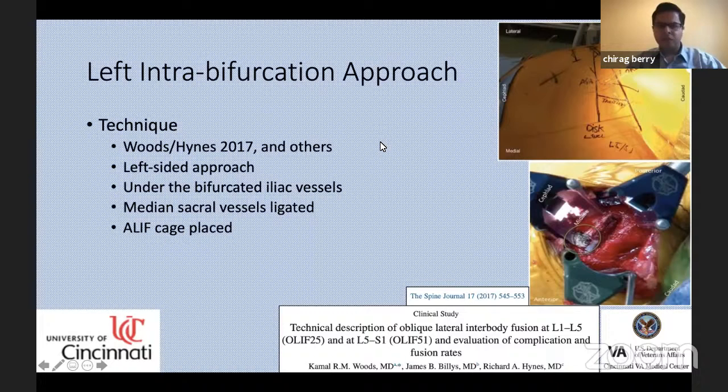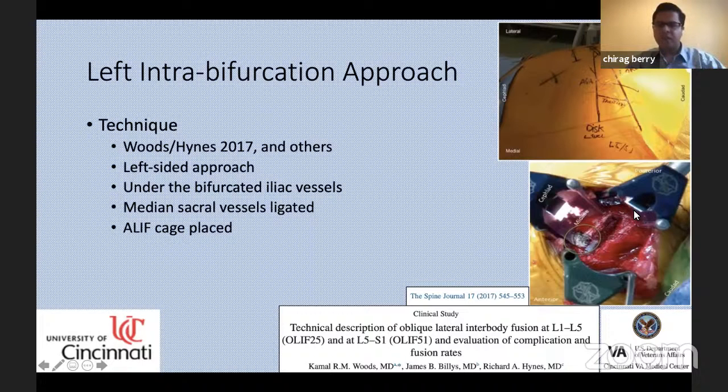So this is a left-sided approach. A lot of people are familiar with the ALIF approach. So you're going under the bifurcation with this approach. You have to ligate the median sacral vessels. This is the intraoperative picture when you do this approach. This is taken from the paper by Dr. Woods. So you're exposing the L5S1 disc.